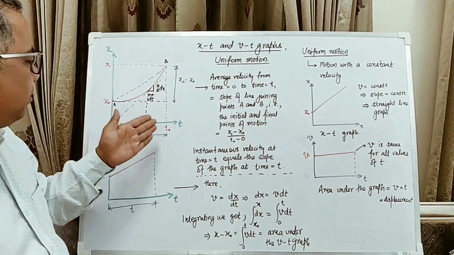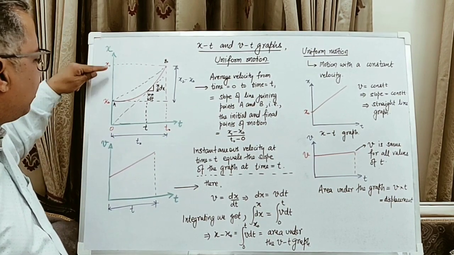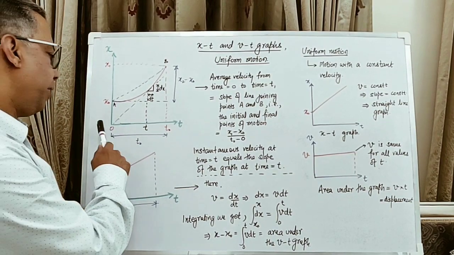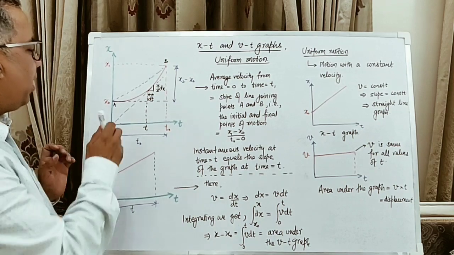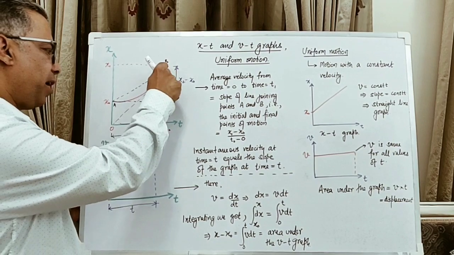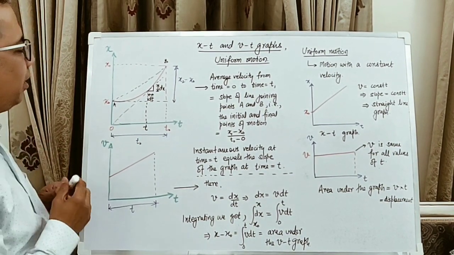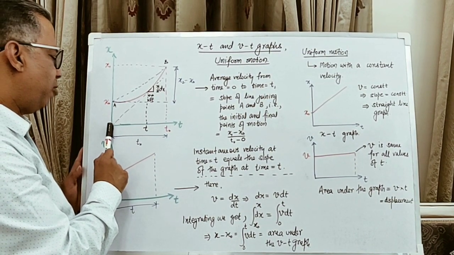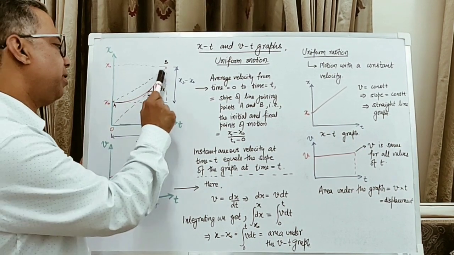Now this is the position versus time graph. On the vertical axis we are representing x, the position of a particle. On the horizontal axis we are representing time, and this red curve shows the position at various points of time for this particular motion. Now we have looked at an interval of time from 0 to t0.